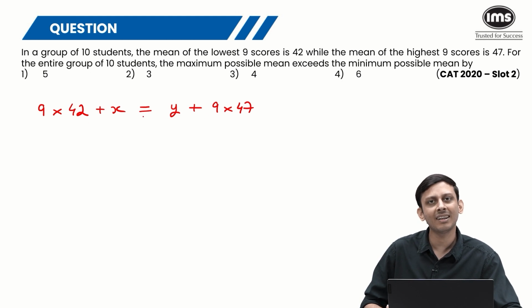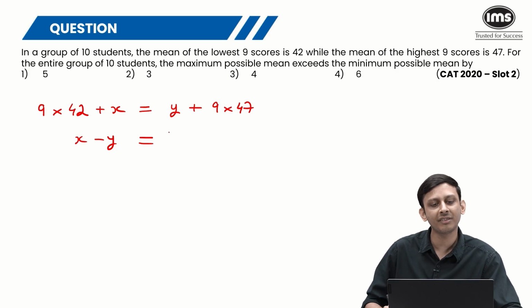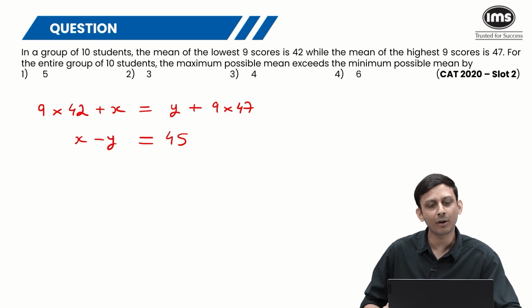And here we'll get a relationship between x and y. So we'll get that x minus y is equal to 9 into 47 minus 9 into 42. So 9 into (47 minus 42), which is 9 into 5, which is 45. So x and y, the difference is 45, where of course, remember that x is the higher value, y is the lower value. Now there are two ways in which we can proceed. One way is if we focus on the minimum or maximum possible of x. And another way is in which we focus on the minimum and maximum possible of y.